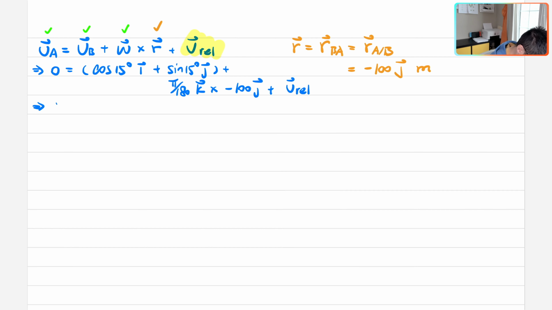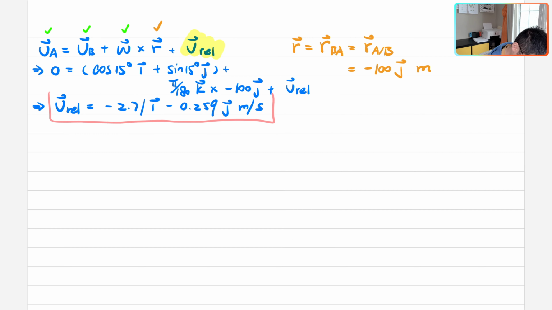Okay, after solving, I'm saving the time here. You can check your math by yourself. You should get this number: negative 2.71i, negative 0.259j meter per second. This is your first answer. The relative velocity when someone is at the rotating boat observing A.